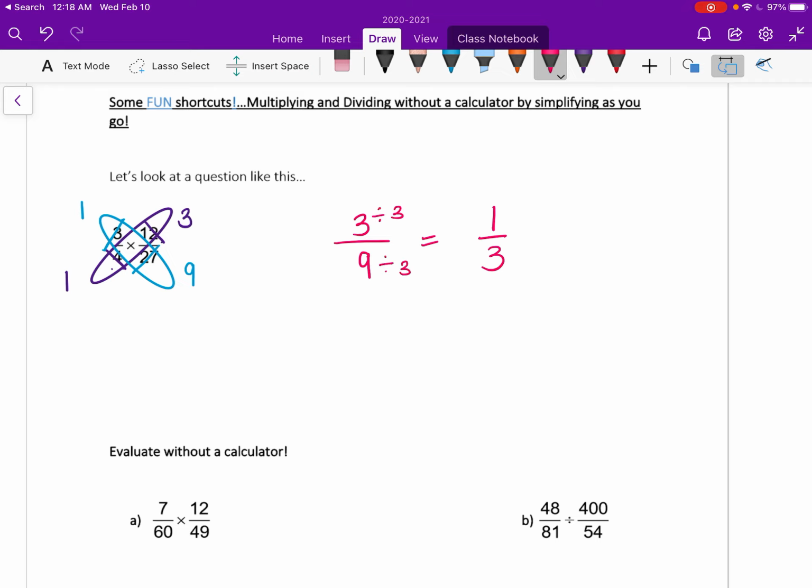I didn't really have to do a lot of thinking. I didn't have to do a lot of math, right? So this is a fun shortcut. We call this the butterfly method.